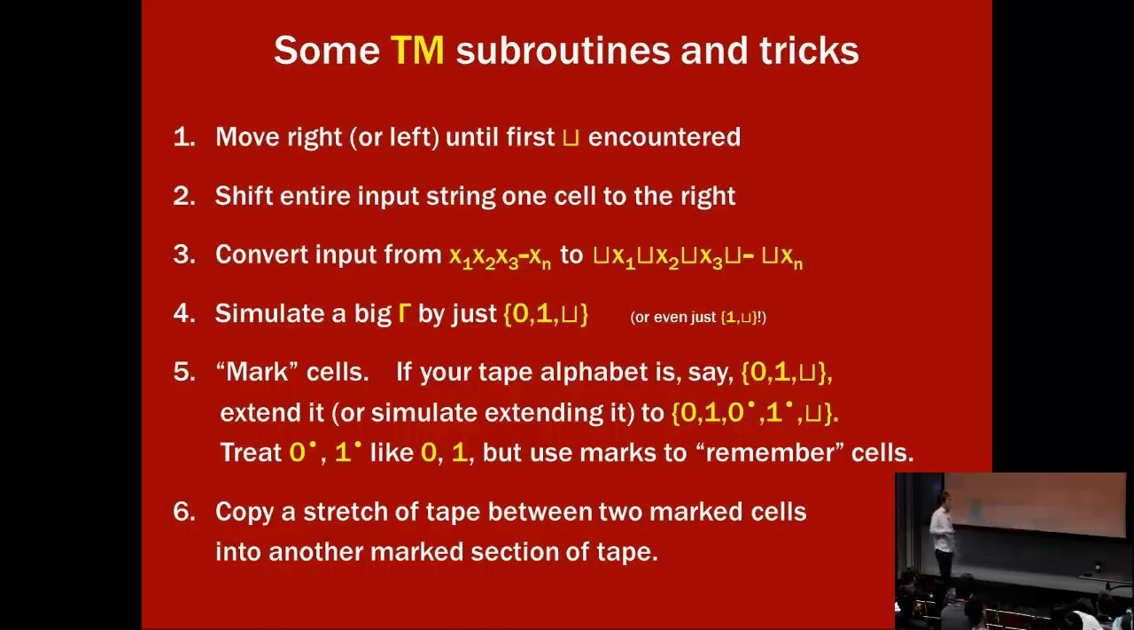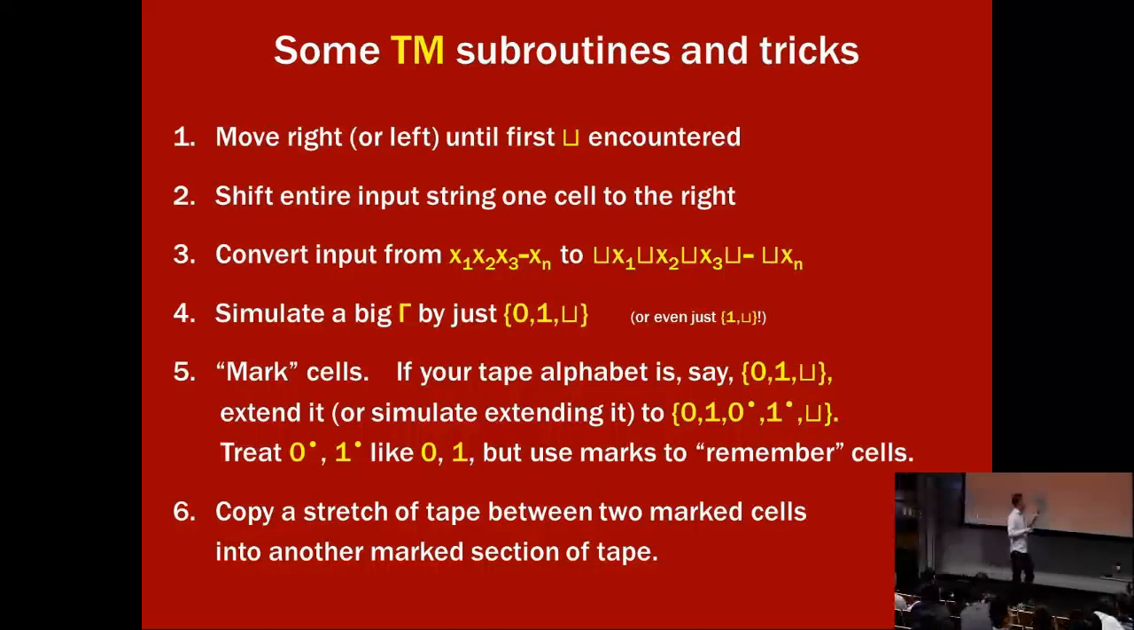Now, why is this a good idea? It gives you a little bit more space to do some computation. And in particular, one thing you can do is, imagine your tape alphabet is just 0, 1, and blank. But you really wish you had a couple more symbols, like pound.